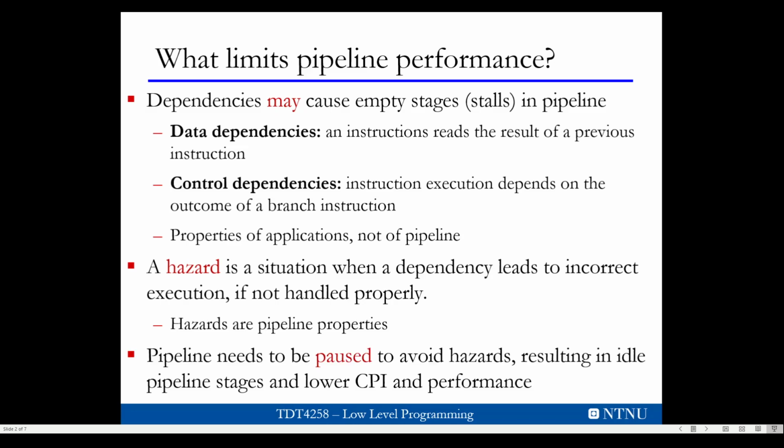Now, one way to avoid hazards is to pause the pipeline. That means if you detect that there might be a hazard, you stop operation in some of the stages of a pipeline. And if you do that, your CPI automatically gets higher, which results in lower performance.